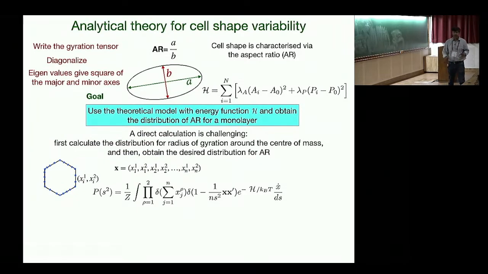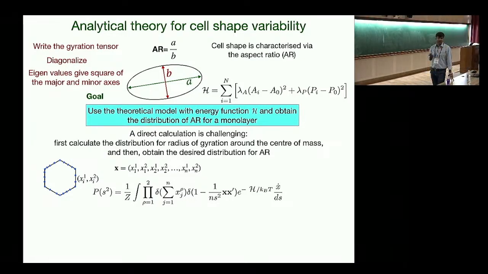So now, given these models, the energy function and temperature, our aim is to write down an analytical description for the aspect ratio. We followed the prescription given by an experimental paper: we write down the gyration tensor and diagonalize it, and we get two eigenvalues, which are the squares of the major and the minor axis. Taking the ratio of those two axes gives the aspect ratio.